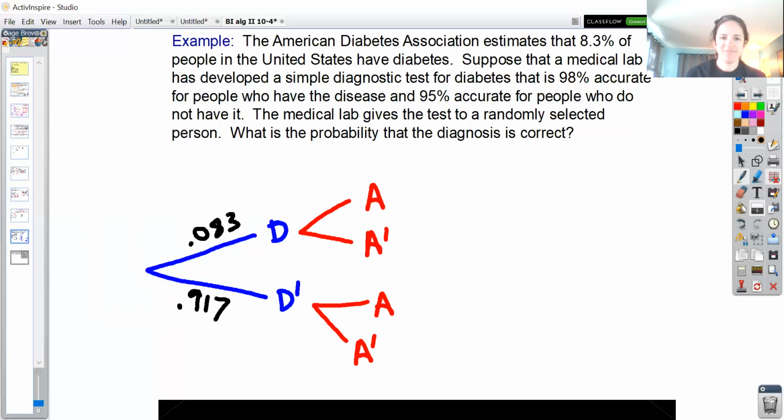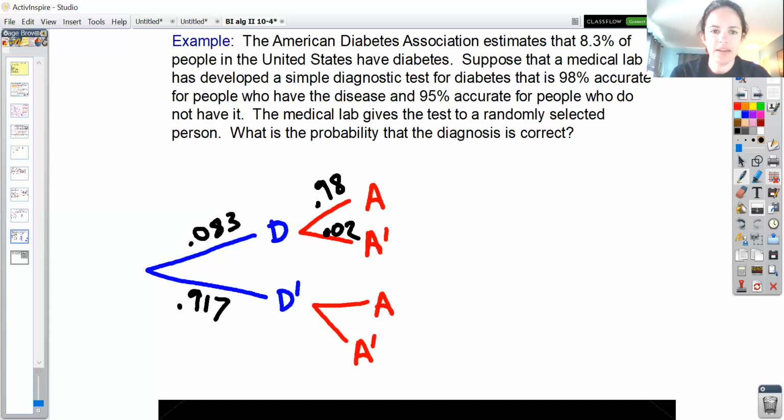Then it says that the test is 98% accurate if you have the disease. So what would that mean? That means that you take the test and then it tells you that you have diabetes and you actually do have diabetes. That means that for 2% of the people, they do have diabetes, but the test is not accurate, which means that the test would tell them that they don't.